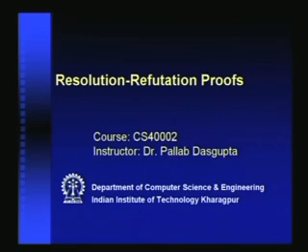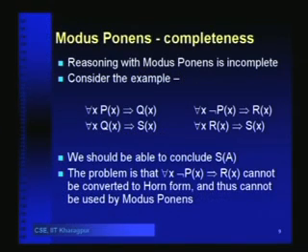But first we must understand what the completeness issue for modus ponens is. So, for that let us look at this example. We have for all x, Px implies Qx. We also have for all x, not Px implies Rx. Then we have for all x, Qx implies Sx, and for all x, Rx implies Sx. Now, we should be able to conclude SA from this.